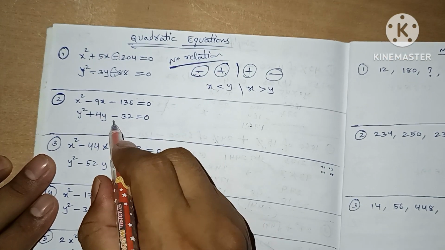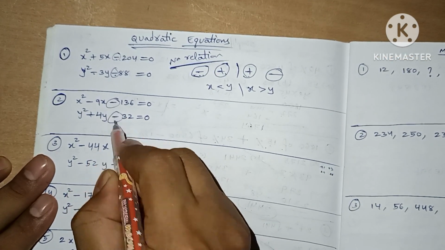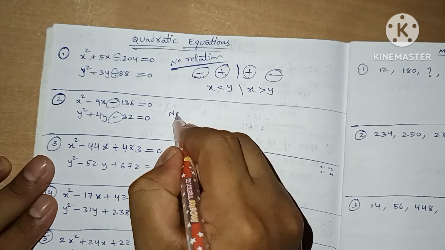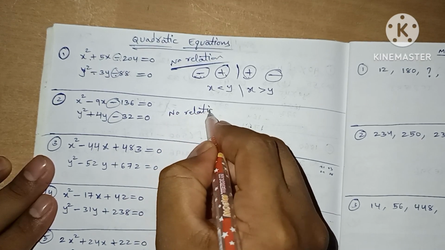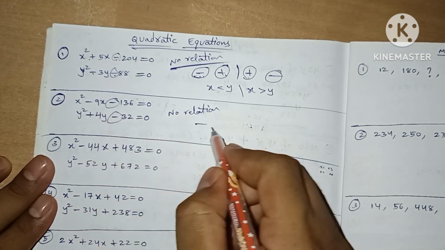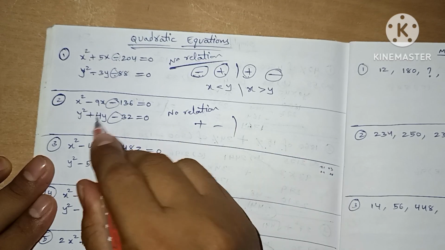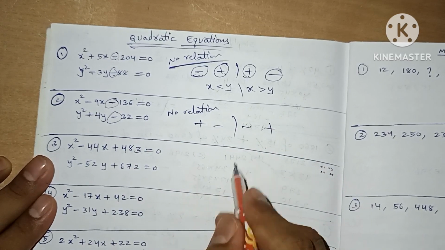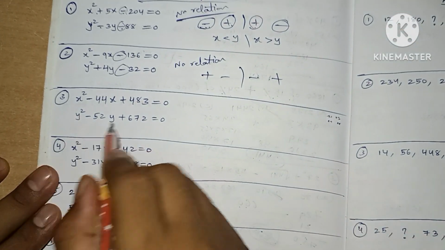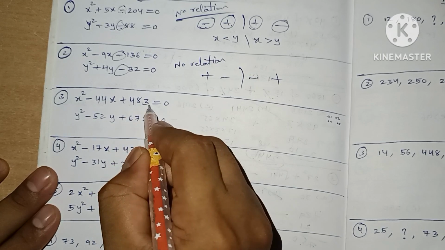So the second question is also the same one. The ends are minus. So the answer is no relation because of the signs, plus and minus, and minus and plus.